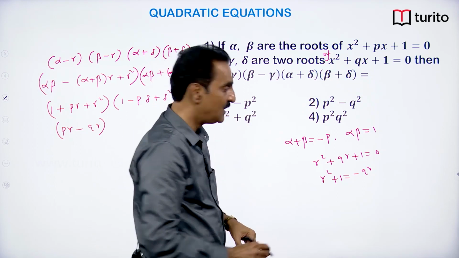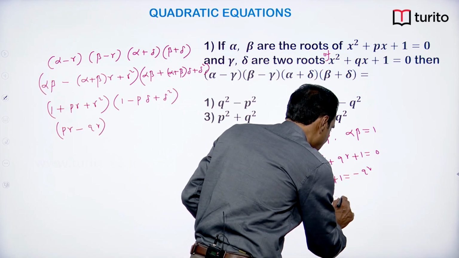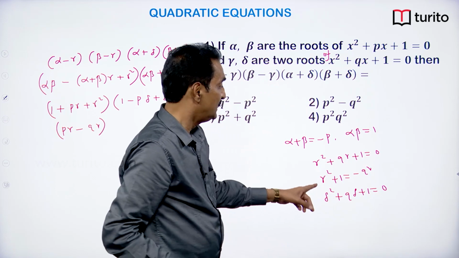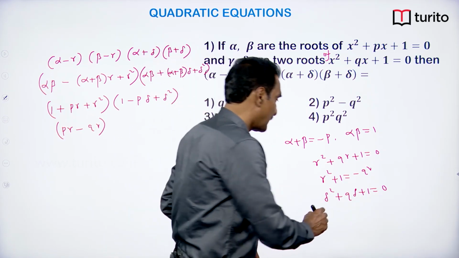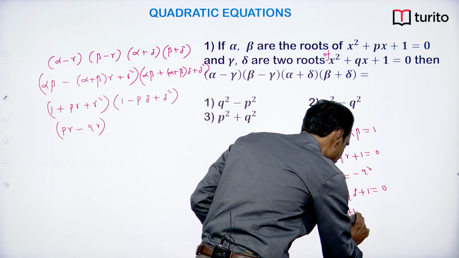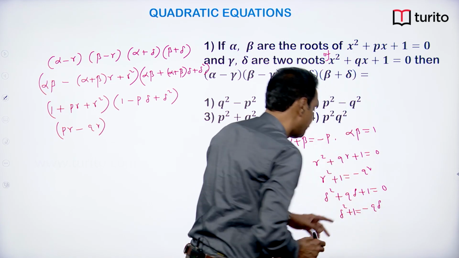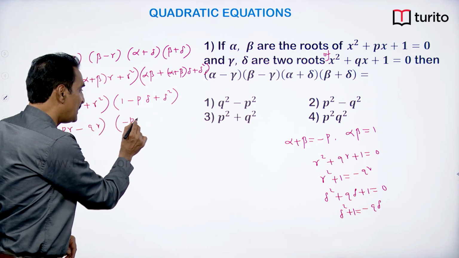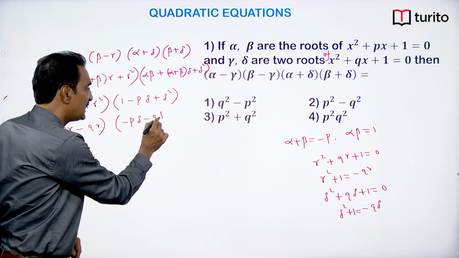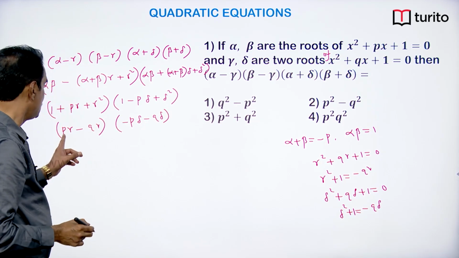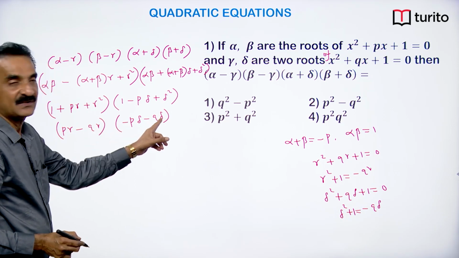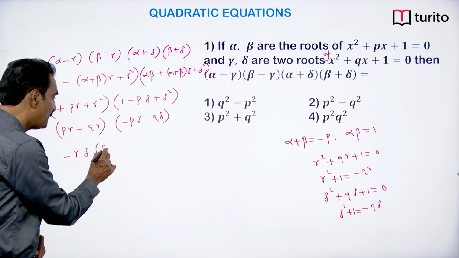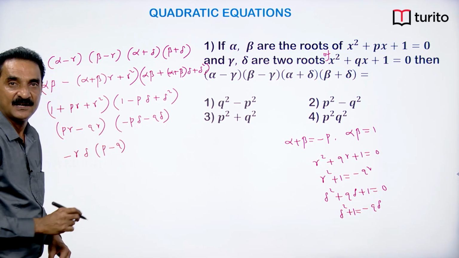And similarly, delta is also a root of this equation. So, substituting delta, you will get delta square plus q delta plus 1 is equal to 0. Then delta square plus 1 will be minus q delta. Substitute here, then what you will get? Minus p delta minus q delta. Then take gamma common here, minus delta common here, then you will get minus gamma delta into p minus q into here what you will get? P plus q.